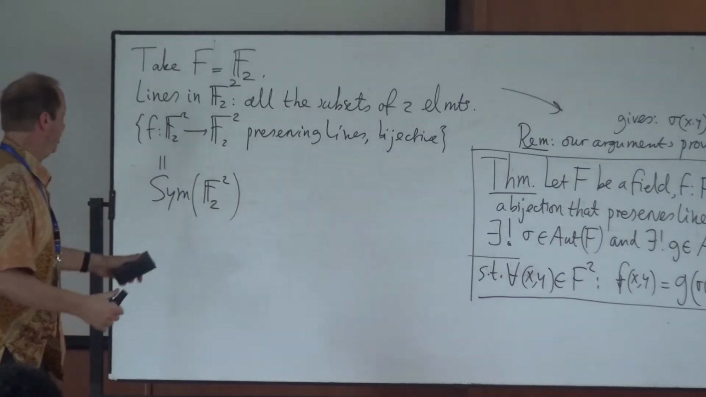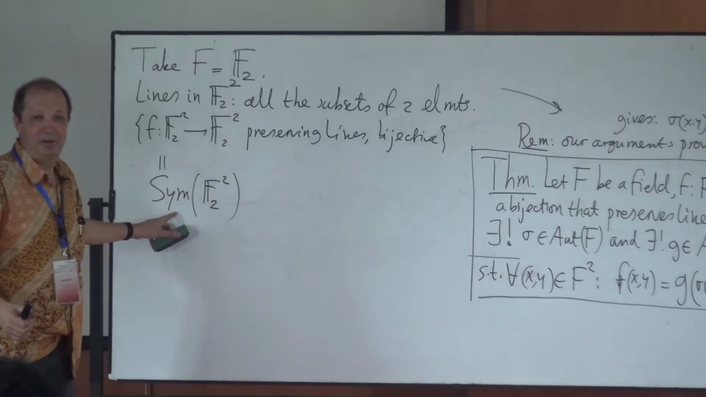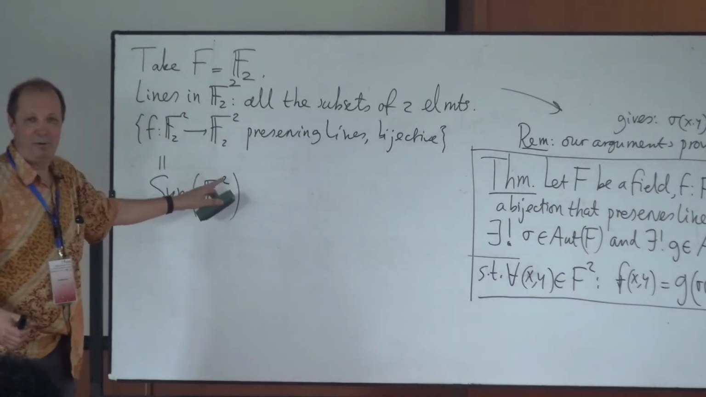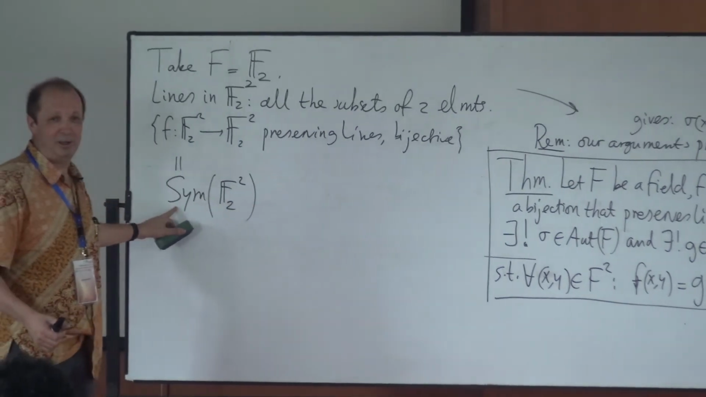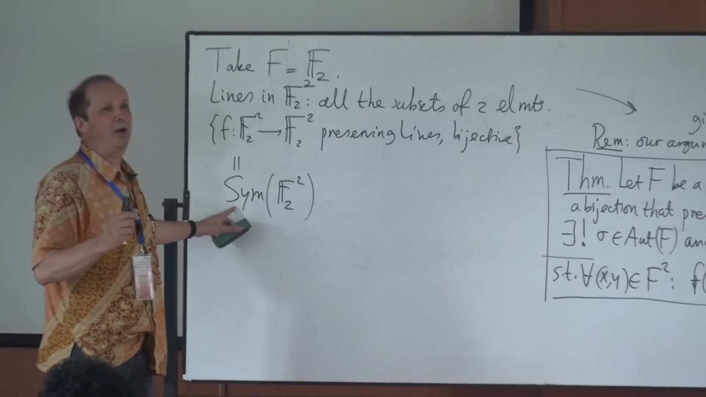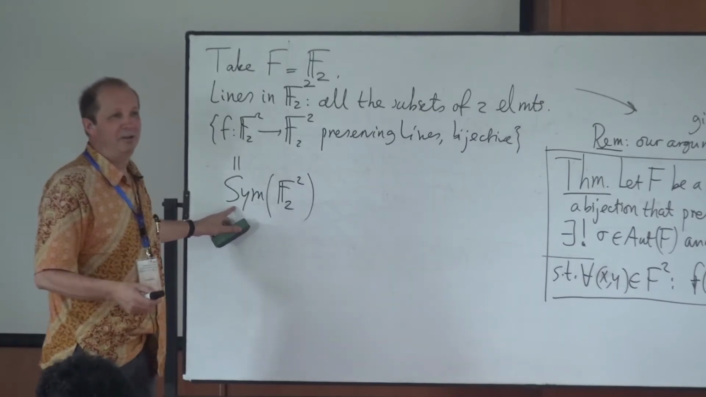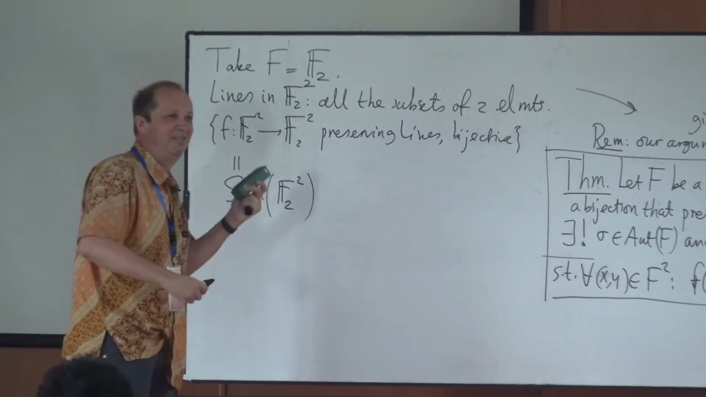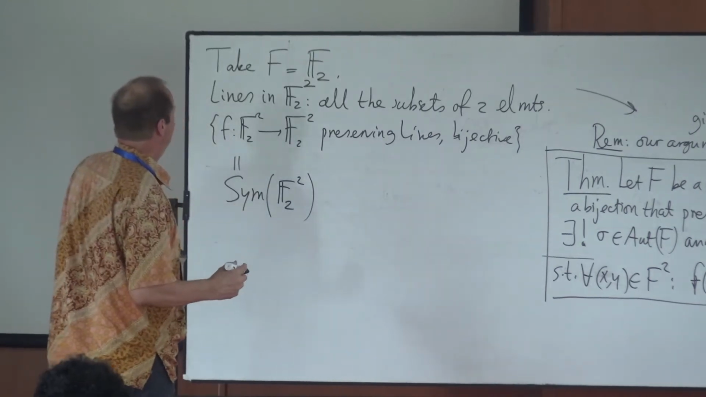And how many of these are there? How many elements does this set have? F2 squared has 4 elements, and so if I take all the permutations, 4 factorial, I want the result as a number: 24, right?